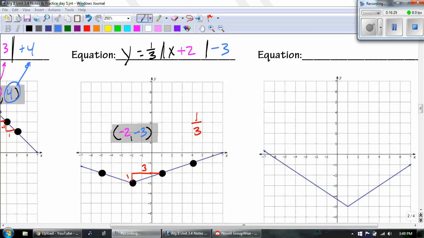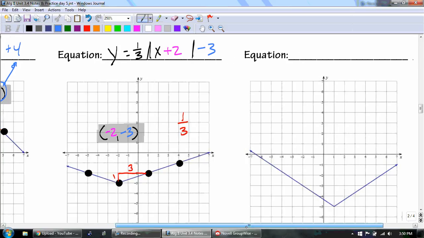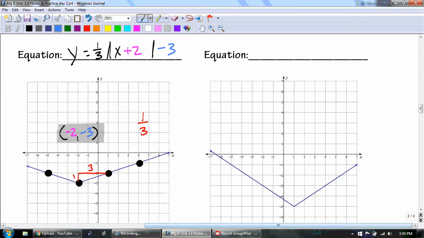Okay, so we get y equals 1/3. 1/3 was the average rate of change. And then our vertex was -2, -3. So +2, -3. Okay, and the last one.